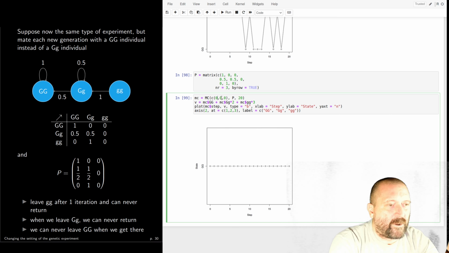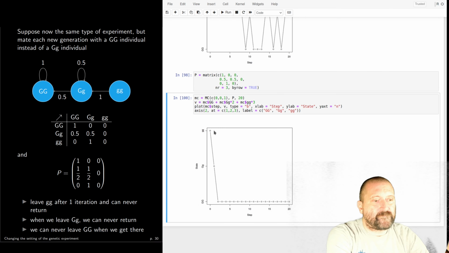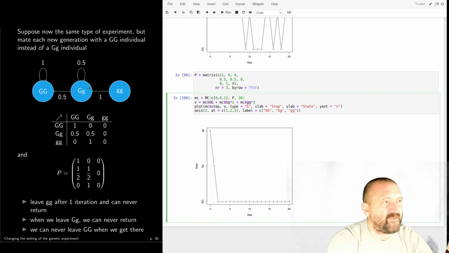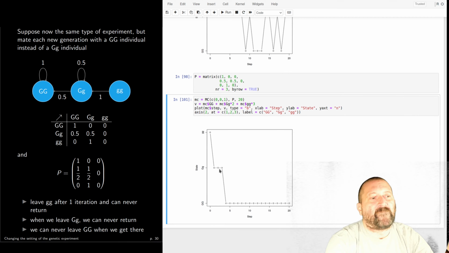What happens now if I start in the recessive state? So here I was unlucky. I went to the hybrid state. I followed here and made it into GG, and the next step I was absorbed. Sometimes this is going to be a bit longer. For instance, here I've remained in GG a little bit, but in the end, I always end up being absorbed.